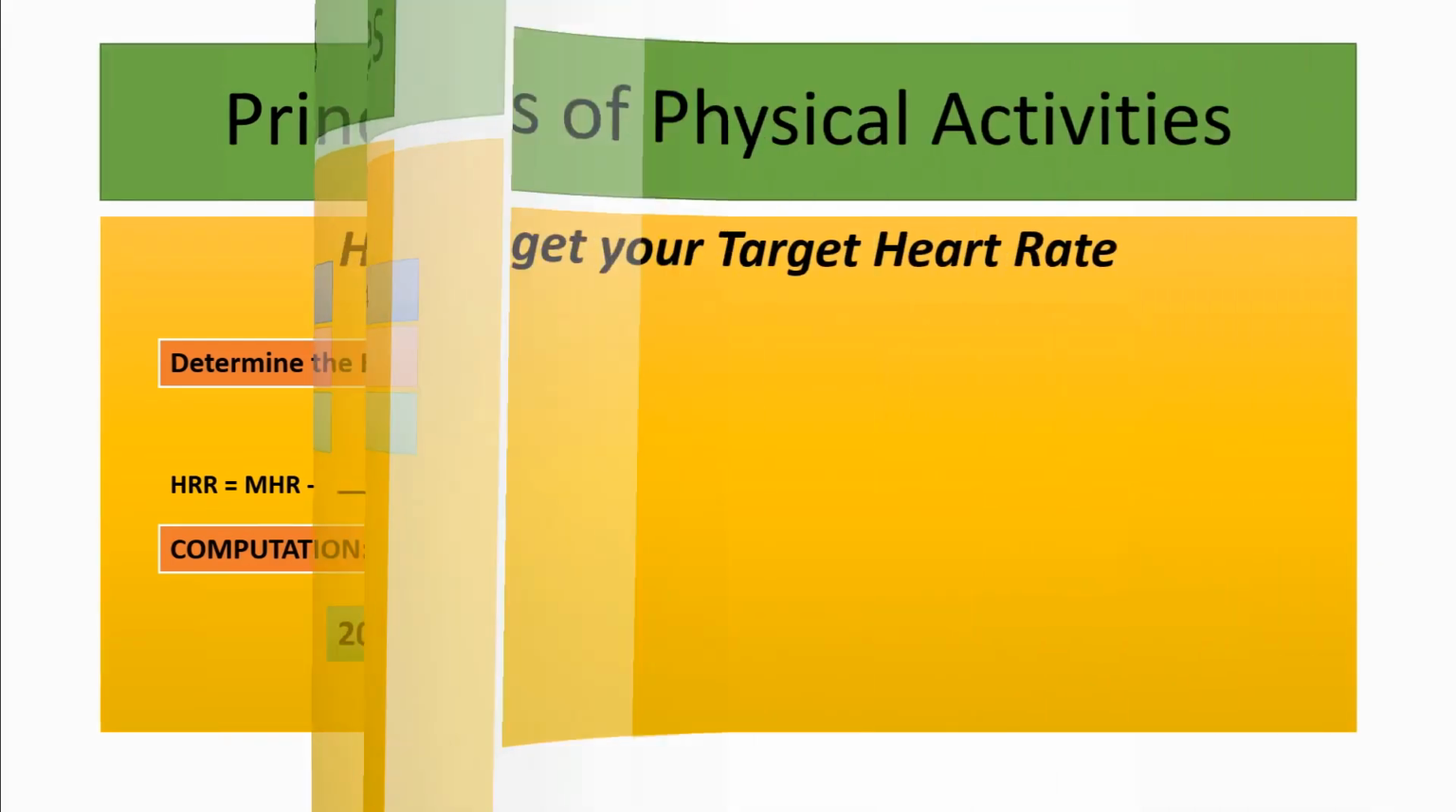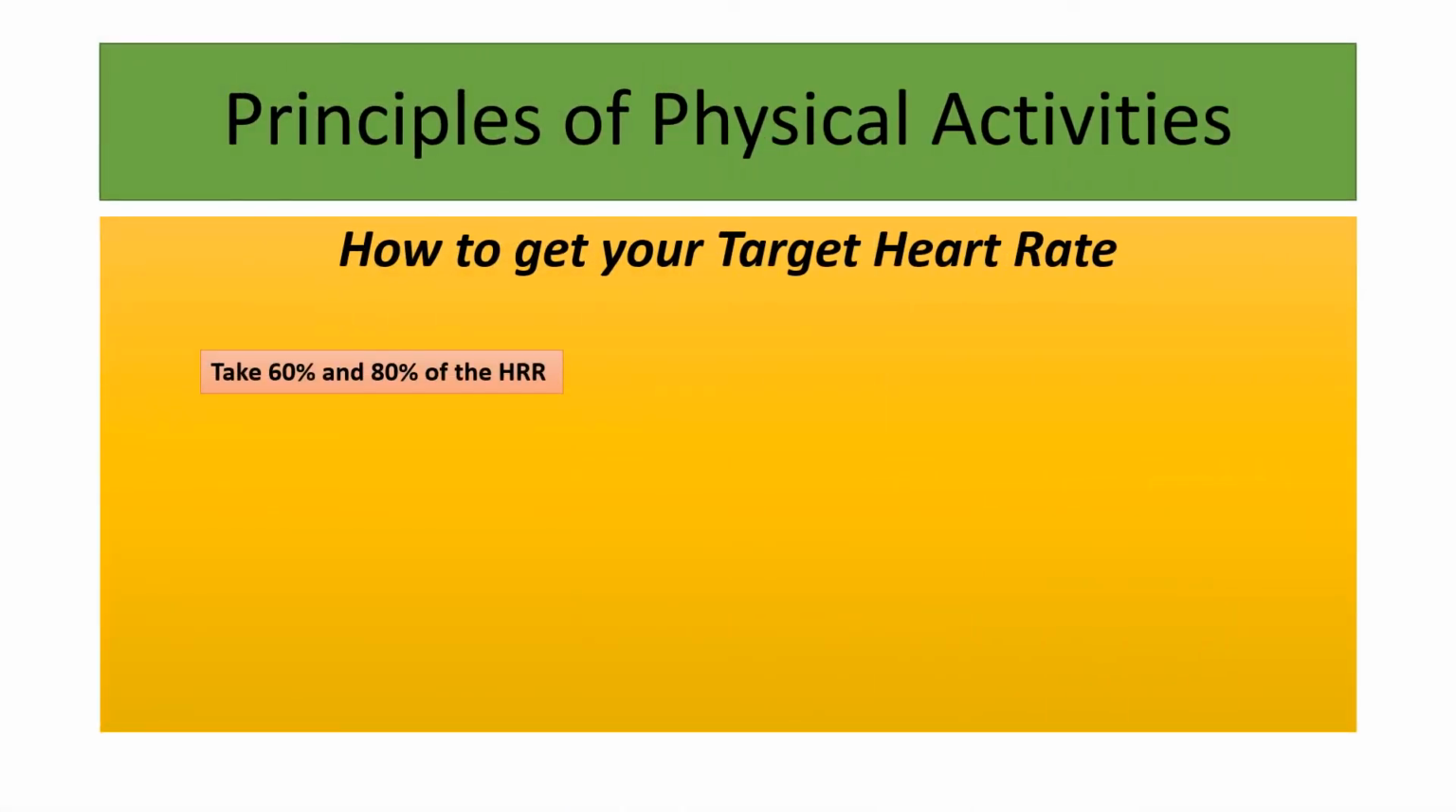Next step, you will take the 60% and 80% of the HRR. So here, letter A is our 60% multiplied by HRR. Ang ating HRR ay 83. Multiply by 0.60. Before multiplying, you have to convert the percent into decimal form. So the decimal form of 60% is 0.60, or 60 divided by 100. Okay, so 0.60 multiplied by 83 will give you 50. So our HRR within 60% is 50.